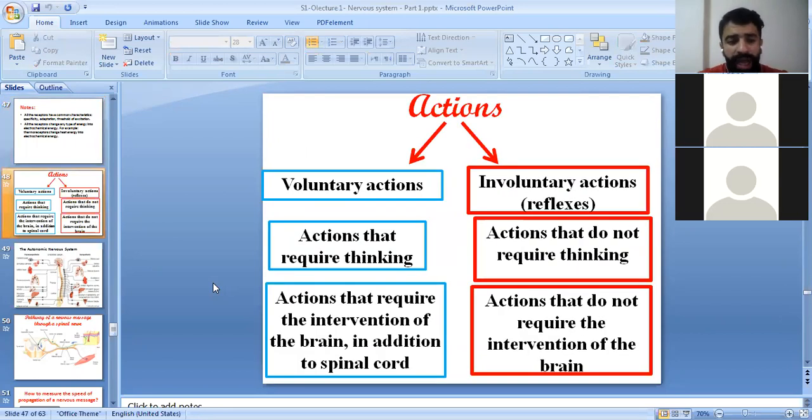So actions can be voluntary or involuntary. Voluntary requires thinking. For example, I want to hold my phone and text my friend. So this is voluntary. I think about this, and I use my brain and my spinal cord. While involuntary: I want to hold a cup of tea. This cup of tea is very hot, so I'm going to throw it immediately without thinking. Okay? So this is involuntary. It's called a reflex. From now on, it's called a reflex.